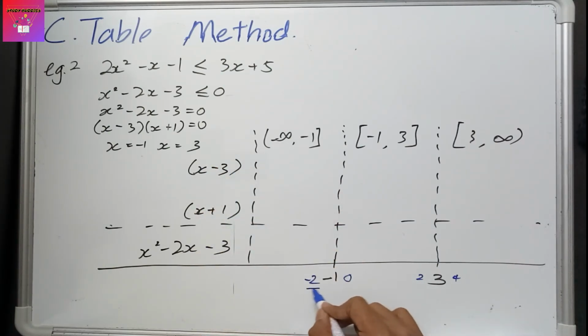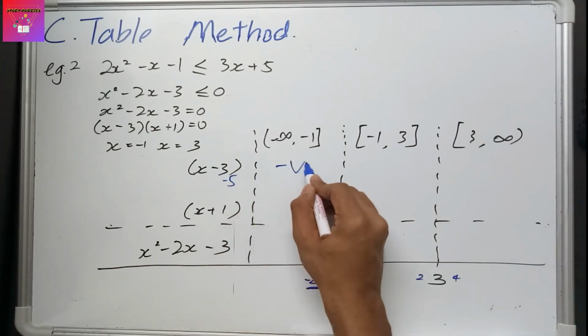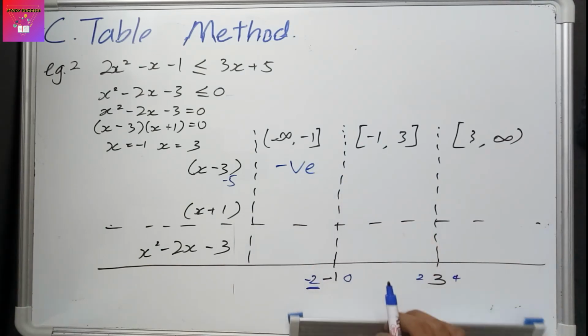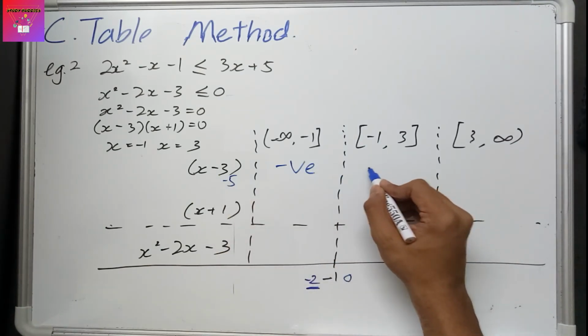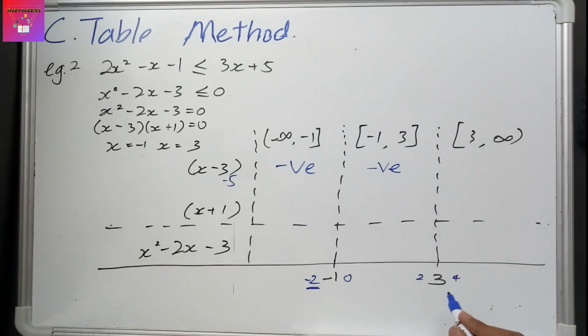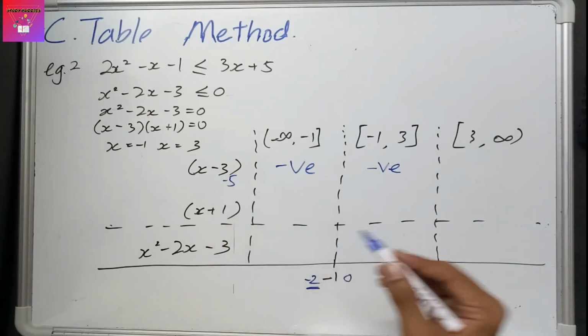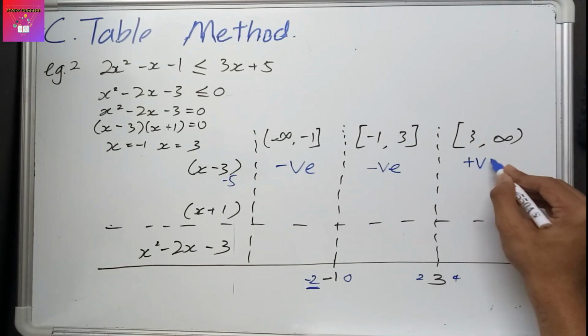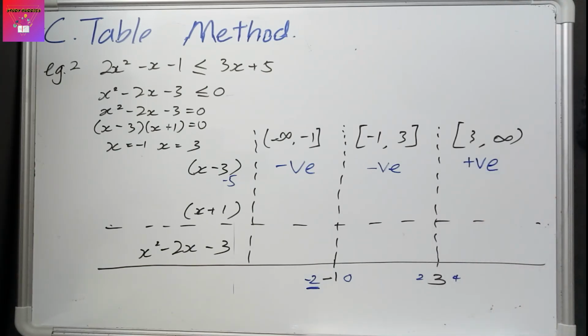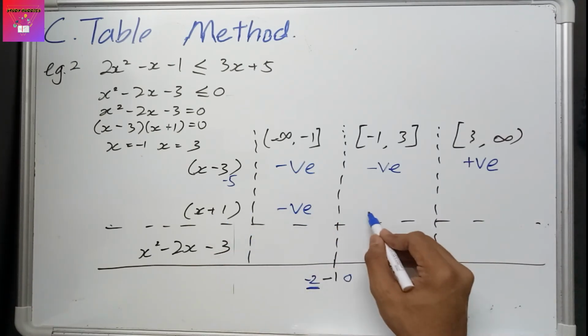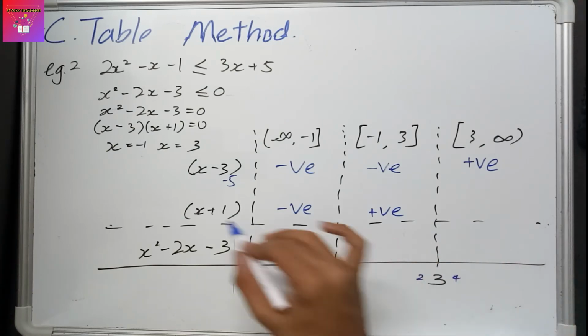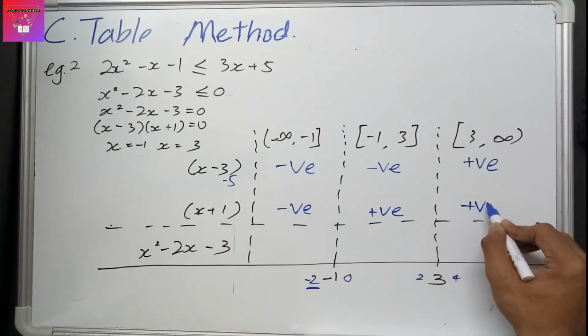So let's say I'm going to take negative 2 and substitute inside here. I'm going to get negative 5, which is a negative value. 0, substitute inside this, negative 3, another negative value, and lastly 4, inside this 4 minus 3, you're going to get 1, which is a positive value. So now let's look at our second line. Negative 2, substitute inside this, you're going to get negative 1, again a negative value. 0, substitute inside this, you're going to get 1, positive value. 4 plus 1, 5, positive value.